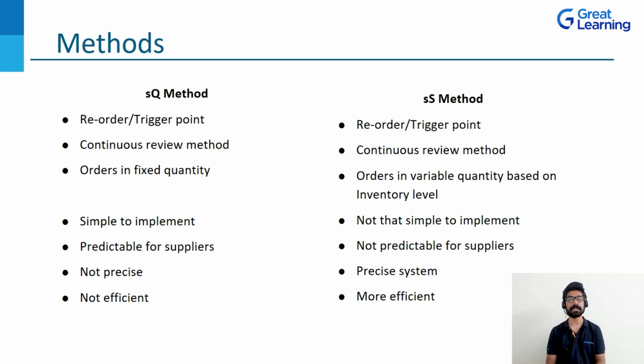And also, it is not that predictable for your suppliers. This is because you're ordering in variable quantity. Since you're ordering in variable quantity, the suppliers will not know how much quantity you need. So based on this, the supplier is also going to face a difficulty in this.